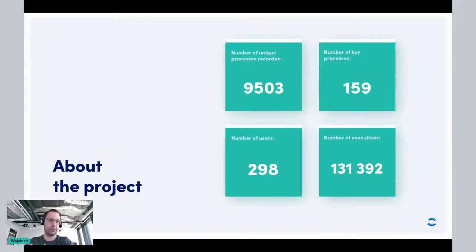So what we mean by key process is not just a key business process, but those that have the heaviest optimization potential. Okay, and you can see that the number of executions is more than 100,000 times, 131,000 to be very precise.